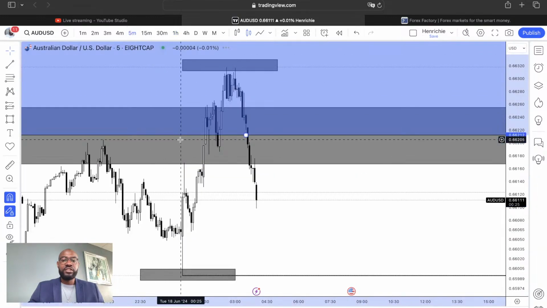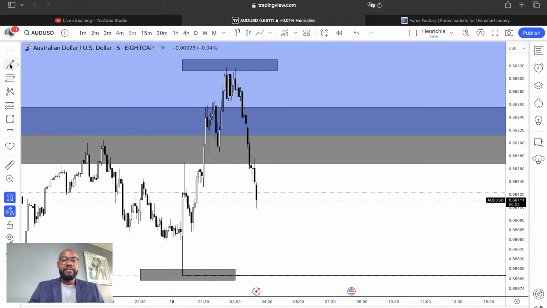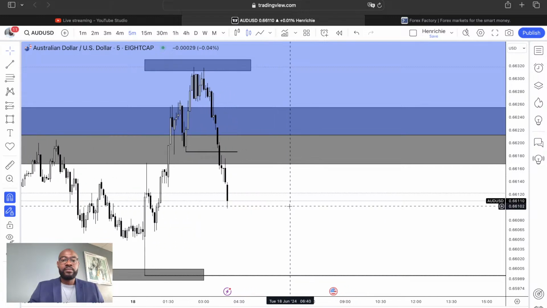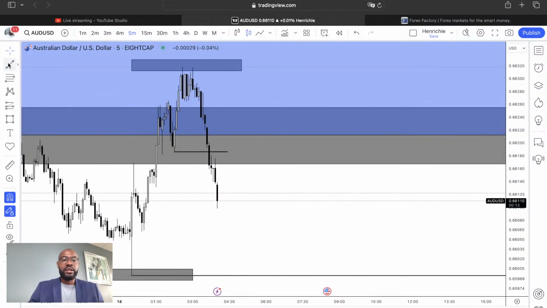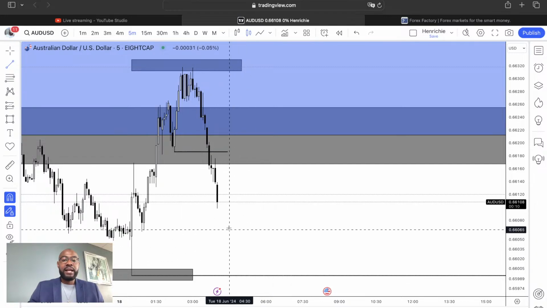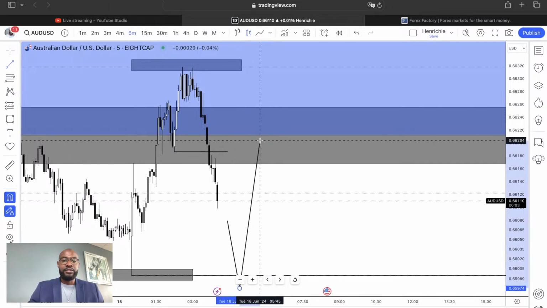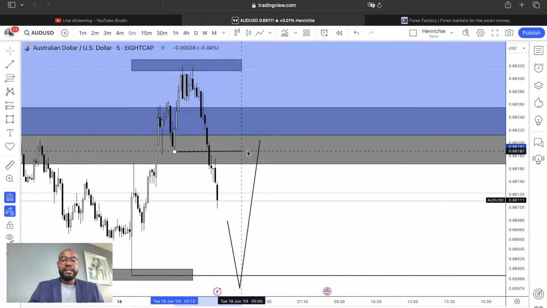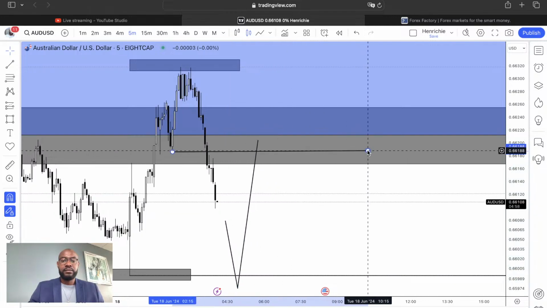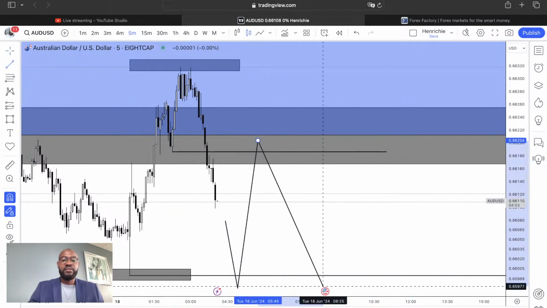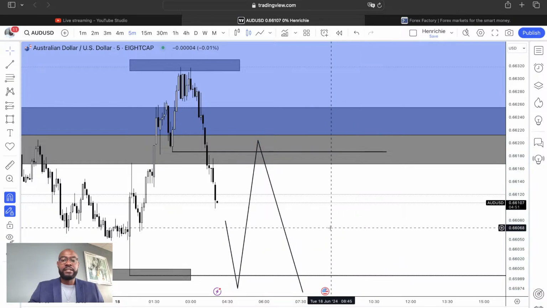And after that mitigation, we would like to see a 5 minutes break of structure. And right here we'll have a 5 minutes break of structure. So after a break of structure, I would like to see a retest. If price can drop below this key level to break it first, then that would even be better, because I'll still want to see a retest at this key level right here, before a potential continuation to the downside.